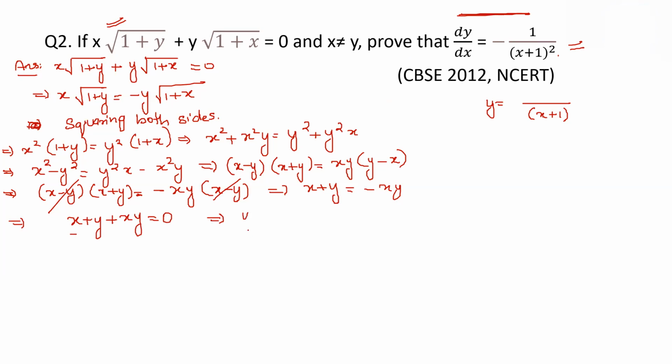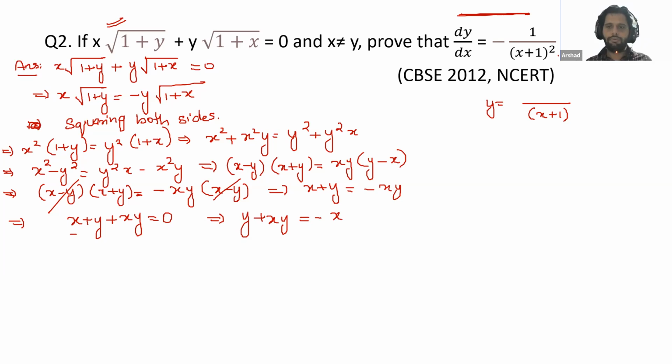Sir, how did it become minus xy on the right hand side? Yeah, actually, from this y minus x, we have taken negative common, so this becomes x minus y. And then we have cancelled out this x minus y and x minus y.